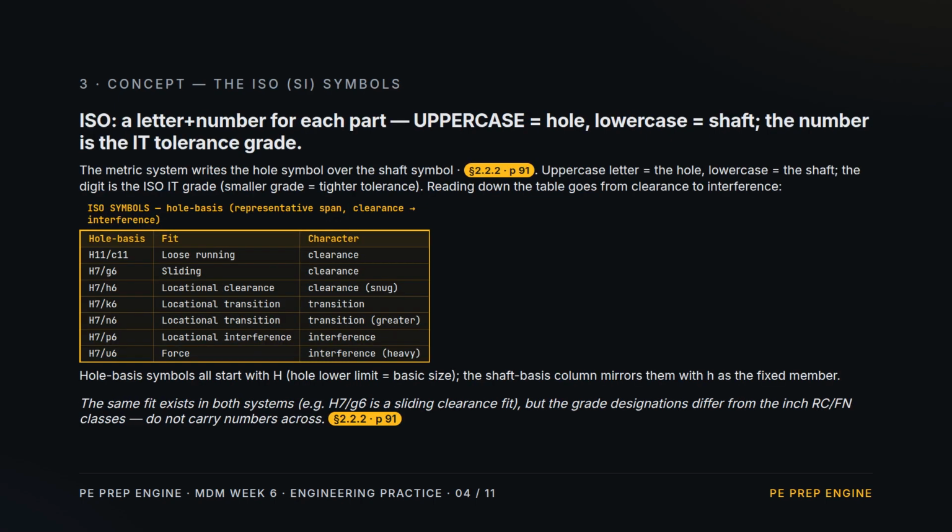Concept 3. The metric or ISO symbols. Here each part gets a letter and a number. Hole written over shaft. The uppercase letter is the hole, the lowercase is the shaft, and the digit is the IT tolerance grade, where a smaller grade means a tighter tolerance. Reading down the table, you move from loose clearance through the sliding and locational clearance fits, into the transition fits, and finally the interference and force fits. Hole basis symbols all begin with capital H, meaning the hole's lower limit is the basic size. One caution, the same physical fit lives in both systems, but the inch classes and the metric grades are different labels. Never carry a number from one system into the other.